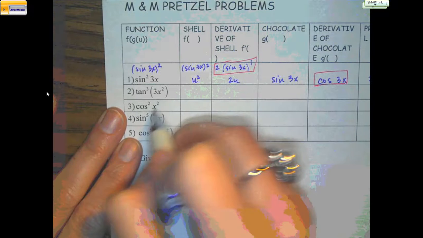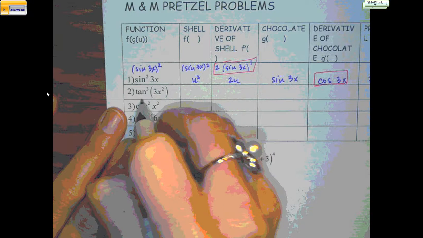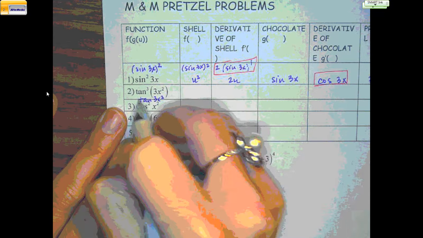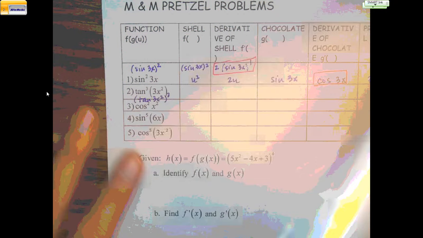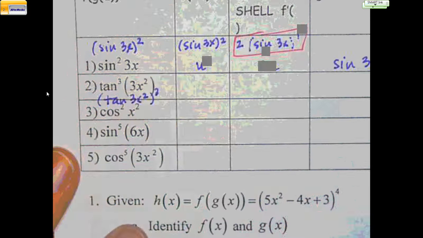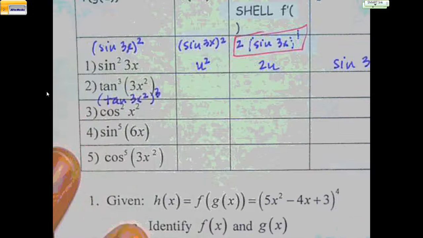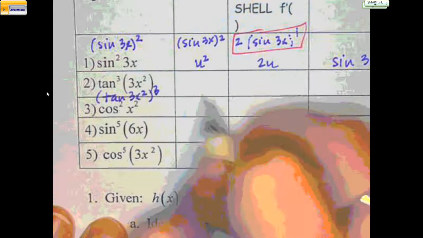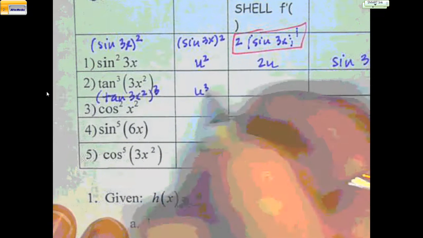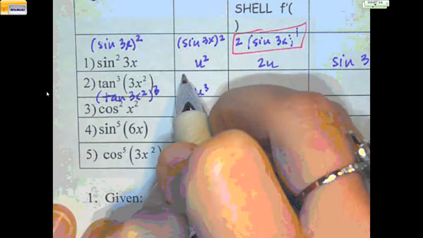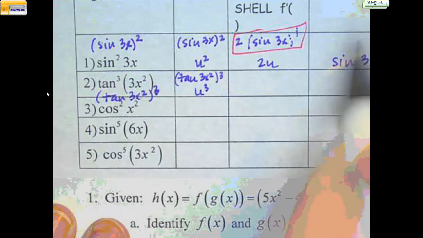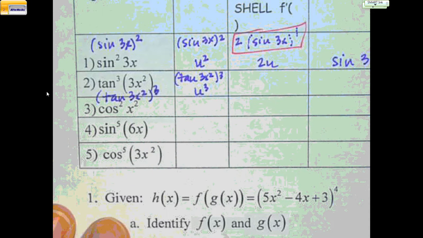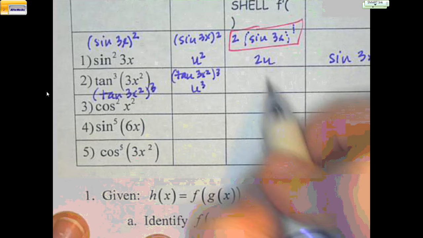All right, number 2. For some of you, it may help you to write it out as tangent of 3x squared. The whole thing is being cubed. That's what that little 3 means. Let me zoom in so you can see that. The whole thing is being cubed. So our outer shell, if you prefer to use the u method, you could put u cubed. But some of you are going to be fine just saying tangent of 3x squared and the whole thing is being cubed. So now we find the derivative of the shell, and what do we get?